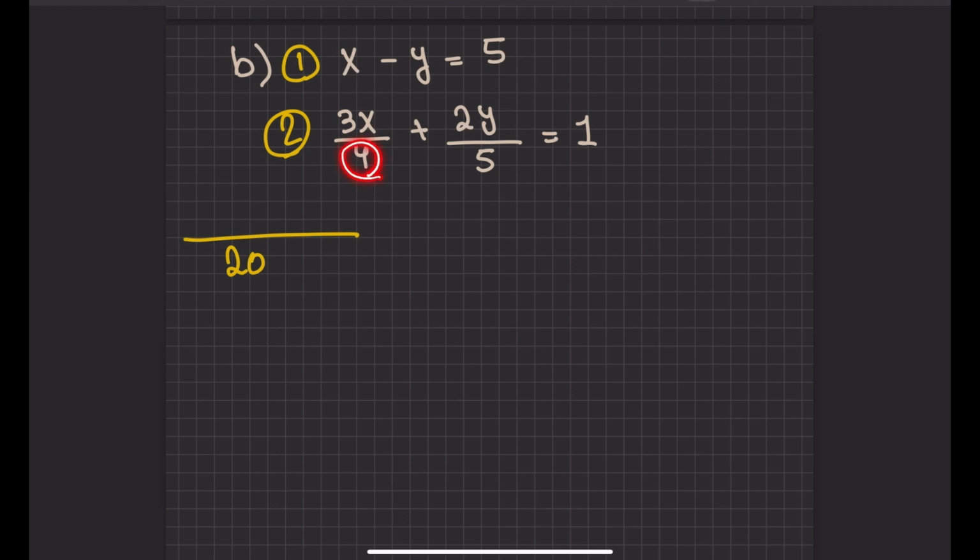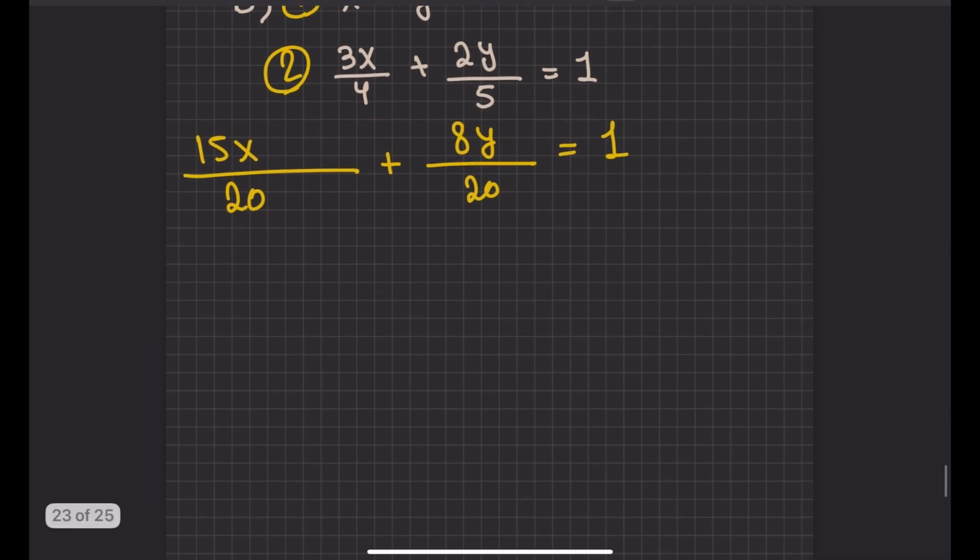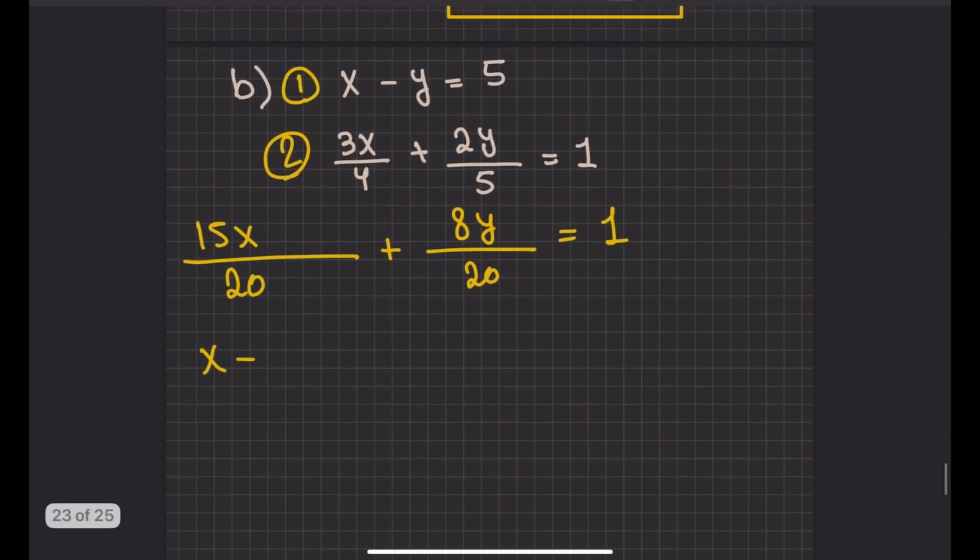It's 4 times 5. So 3x times 5 is 15x, plus 20. This is 5 times 4, so it's 2y times 4, so it's going to be 8y, equals 1. So I already did that. So we're going to move on to x minus y equals 5.